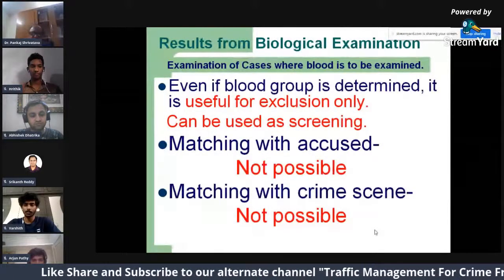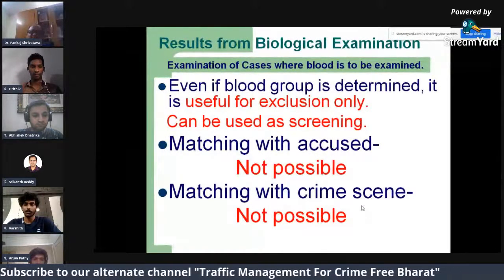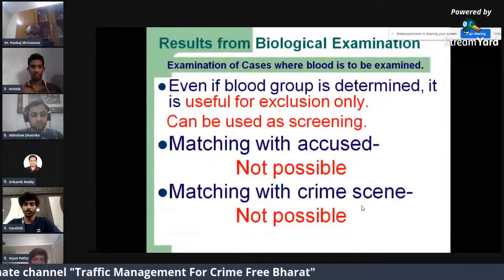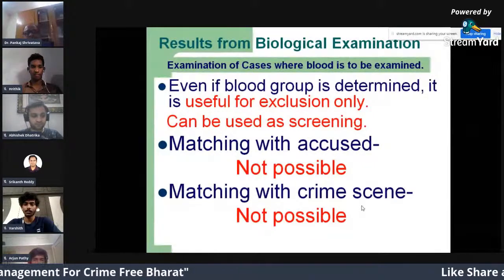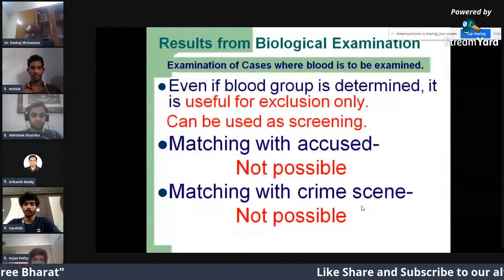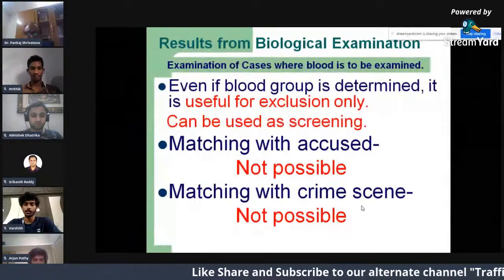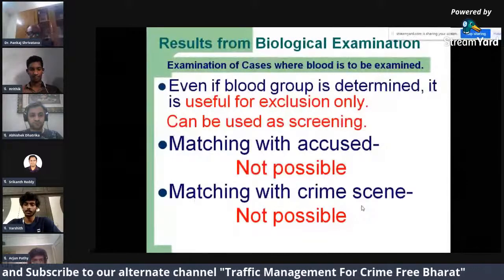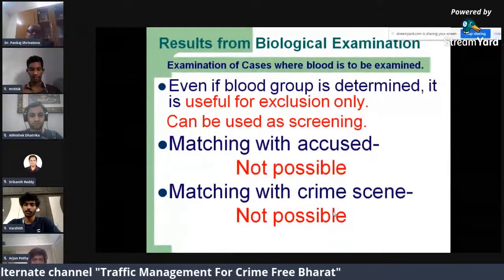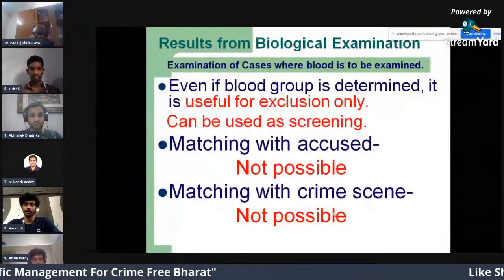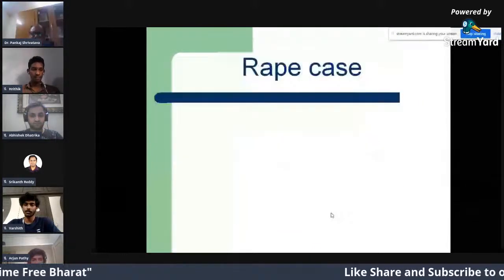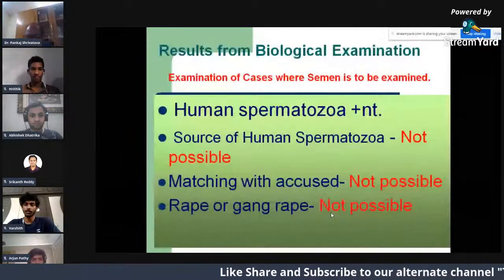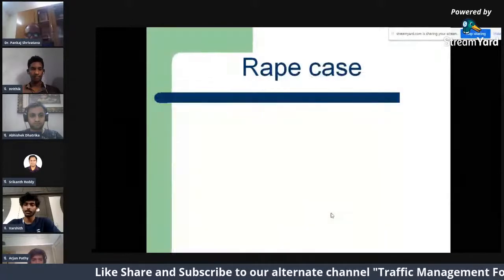Okay, so the only opinion you will get is, yes, this particular material is having blood, and this blood is human, and that doesn't serve any purpose if you talk in a scientific manner, unless we have the answer to whom this particular blood belongs. Okay, now this is the second part, which is the rape case.